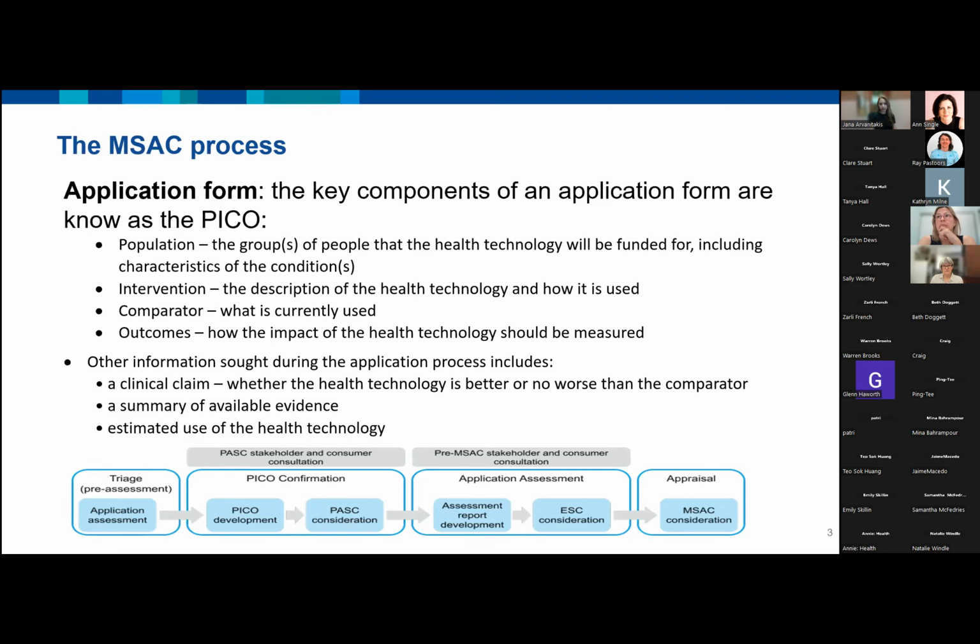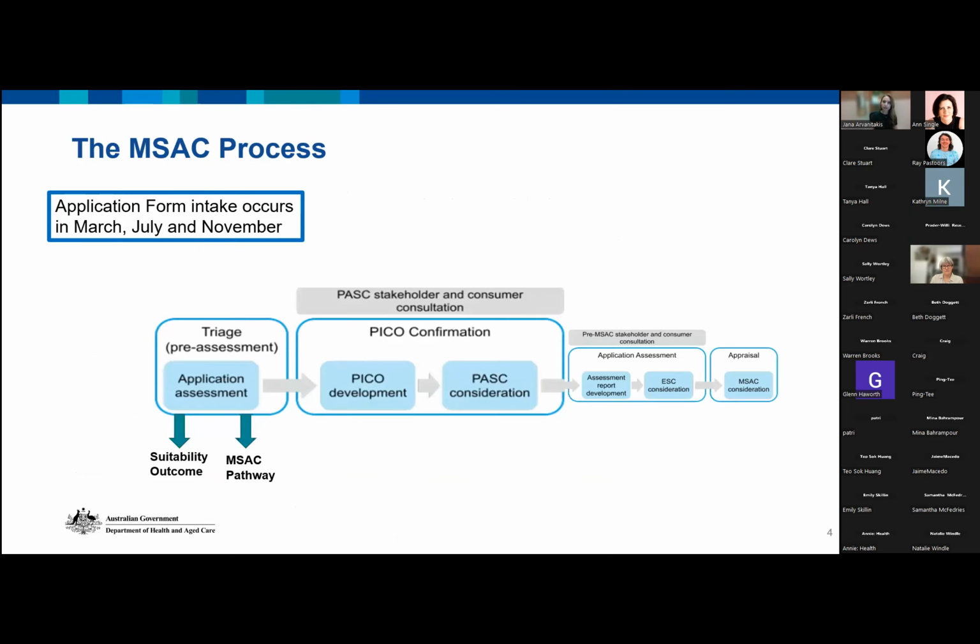where would you begin? So the first step is completing and submitting an application form which summarises the request for subsidy. This includes outlining the elements of the PICO as well as other key pieces of information. So collaboration is usually required to complete the application form, given the level of technical information that has to be provided. So application form intake occurs 3 times a year in March, July and November.